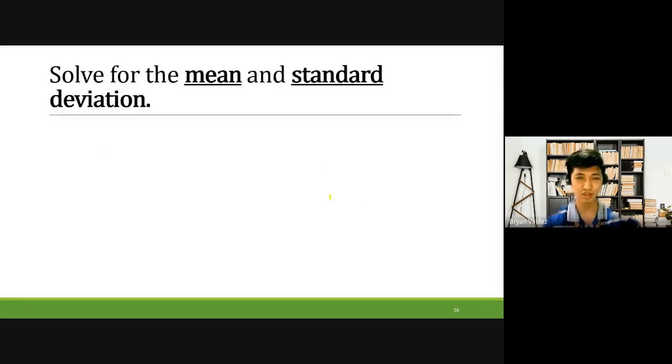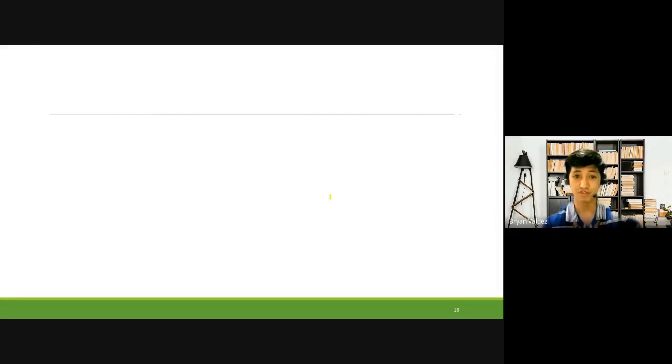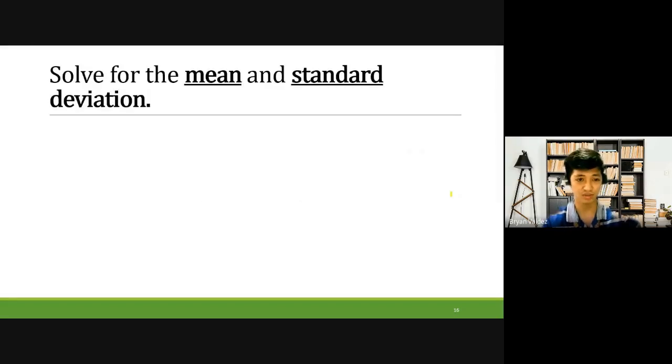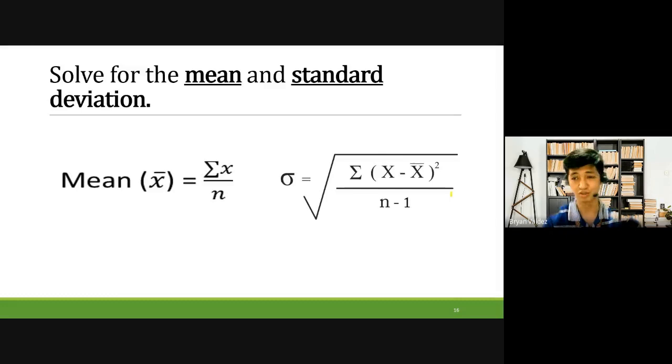So, the first thing you need to do is to solve for the mean and standard deviation of the given data. Etong data na to. Kailangan nyo i-solve yung mean saka yung standard deviation. So, paano natin i-solve yung mean and standard deviation? During your statistics and probability in your junior high school, I think grade 8 tinuro to. Tinuruan kayo kumuha ng mean. So, ang pagkuha natin ng mean ay ito. So, that's the symbol for mean. Mean is equal to the summation of x over n.